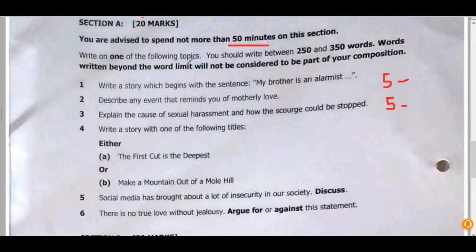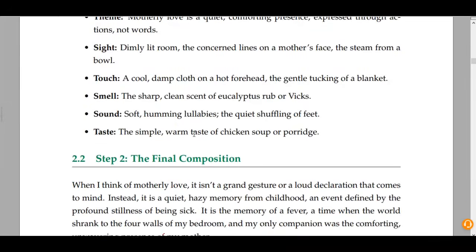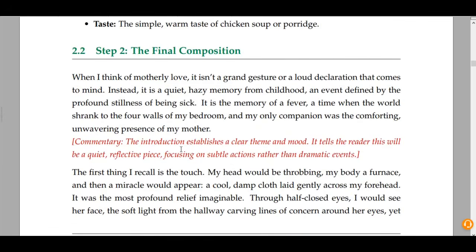Describe an event that reminds you of your motherly love. Okay, then you get down to writing that story. So this is an example. Again, I'm going to provide the answers to this story. So you go down to the description below, there'll be a link. Once you download the application, you're going to find the answers in the application. It's our application, Euclide Academy application.